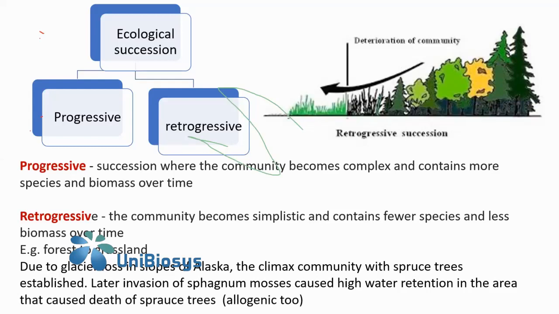So from complex to simple form. Why it is happening and where it is happening? Sometimes the forest is getting converted into grassland. Where it can be actually, see, if you understand a particular example, that case can very well explain this retrogressive succession.